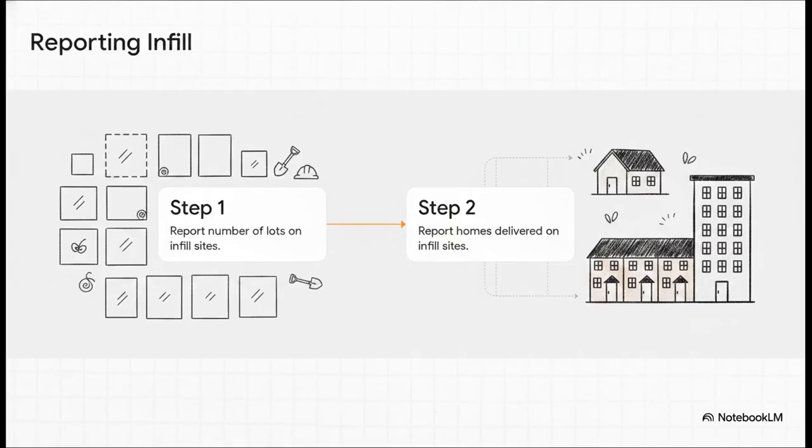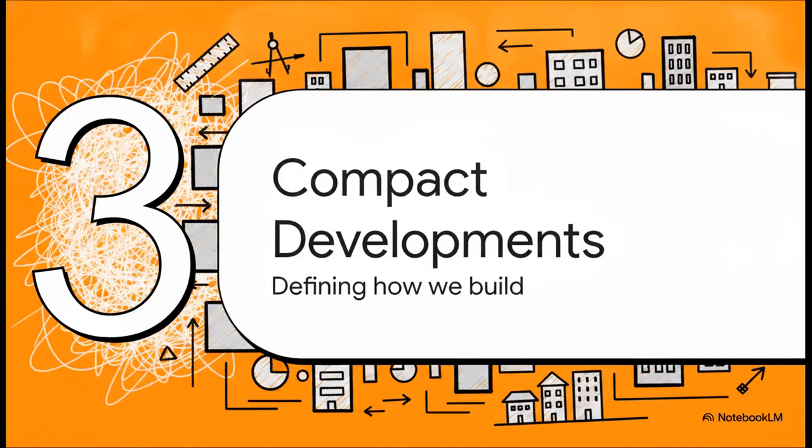So how is this actually put on paper? It's a strict two-step process. First, the entity reports the total number of controlled lots located on infill sites. And just a quick clarification here, controlled lots include all lots owned or contractually available for ownership, like through an option contract, at the end of the reporting period. Step 2 is reporting the actual number of homes delivered on those sites. And under the SASB standard, homes cover single-family units, whether they're completely detached, attached like a townhome, or part of a multifamily residential building, the whole shebang. Okay, Section 3, defining compact developments.